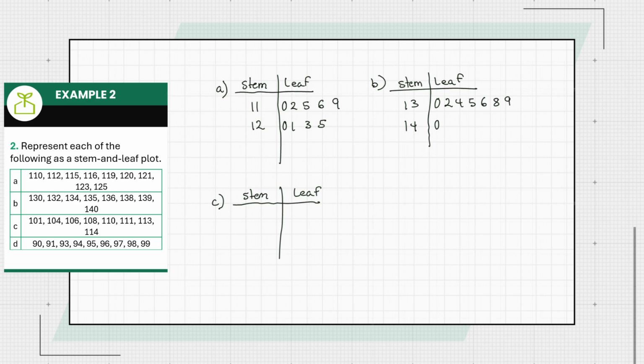Alright, for the next one, for C, we've got 100s and we've got 110s. So we need our 10 and our 11. So first we have 101, then 104, 106, 108, and then we're done. And we have 110, 111, 13, and 14.